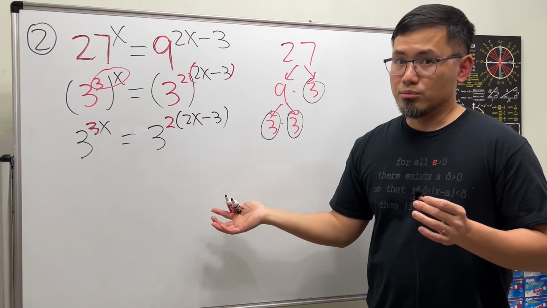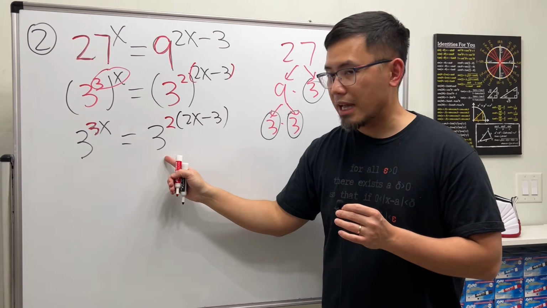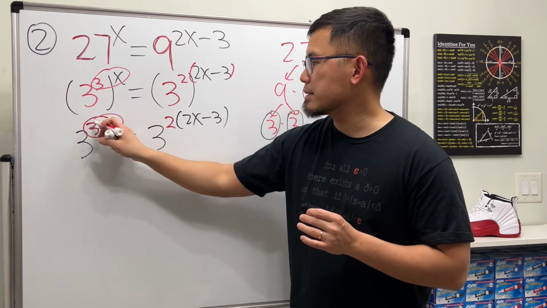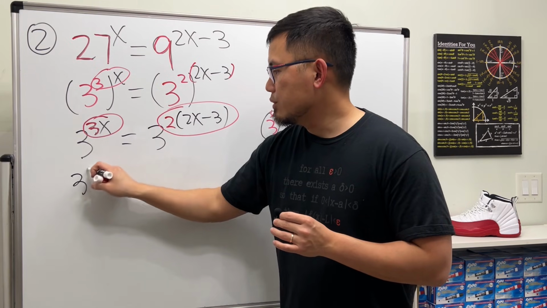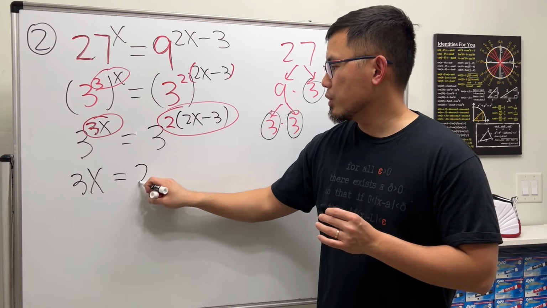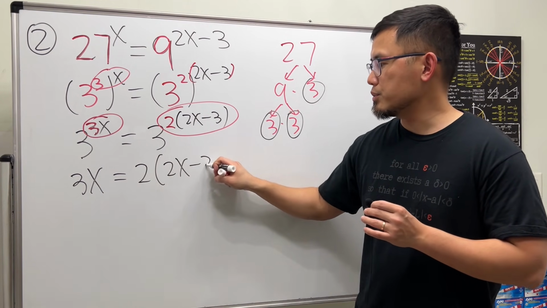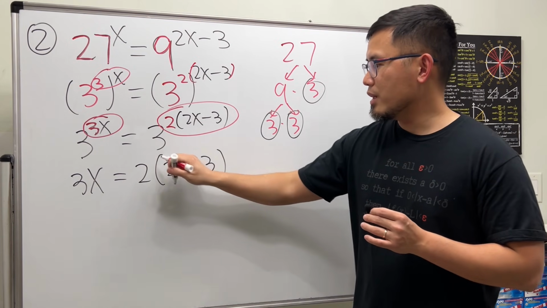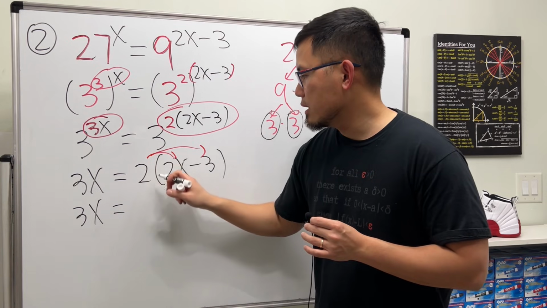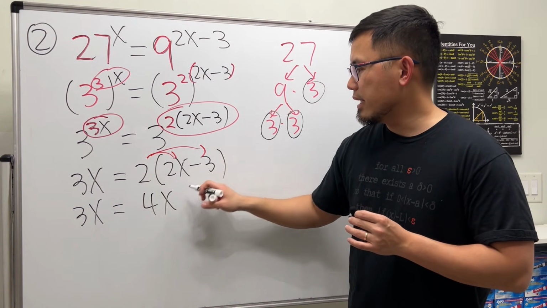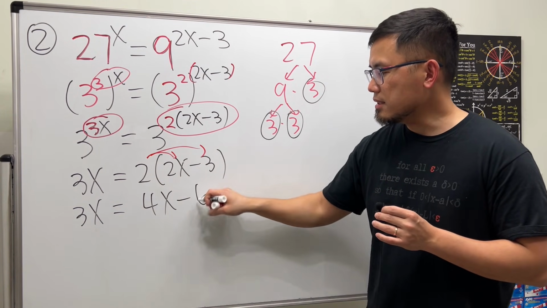So now, again, same thing. They have the same base now. We can just go ahead and focus on the exponents. They must equal each other. So we have 3x must be equal to 2 times 2x minus 3. For this right here, we can distribute the 2 real quick. And we have 3x equals, this is 4x. And then 2 times negative 3 is negative 6.